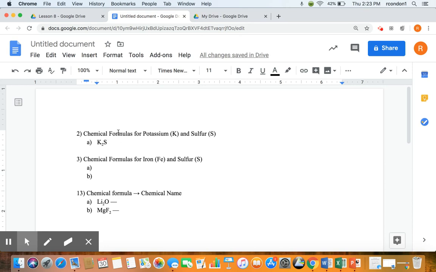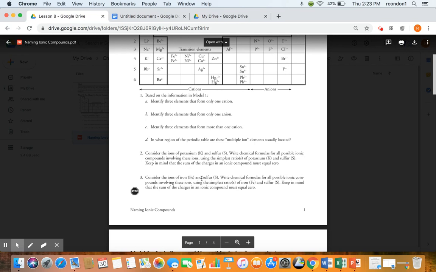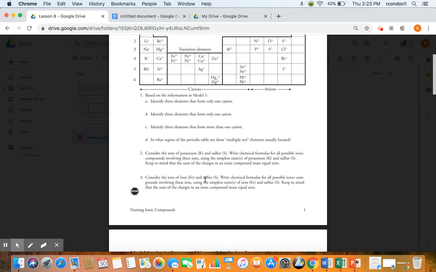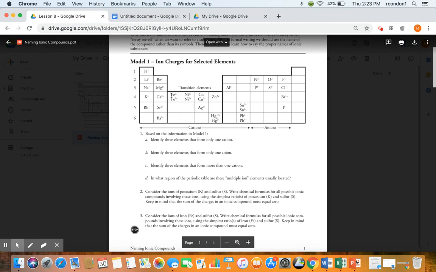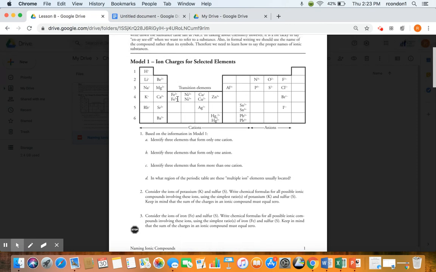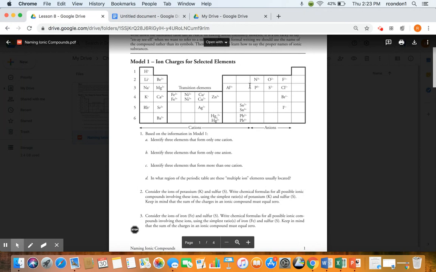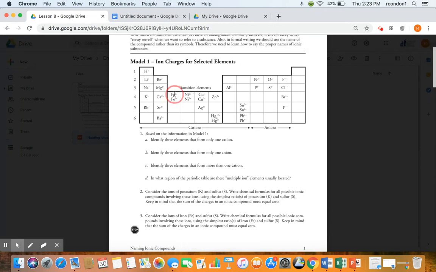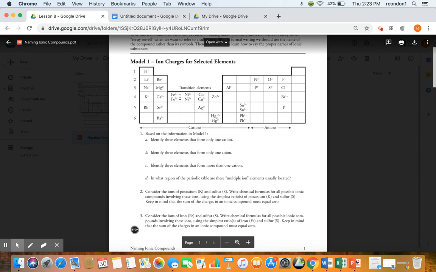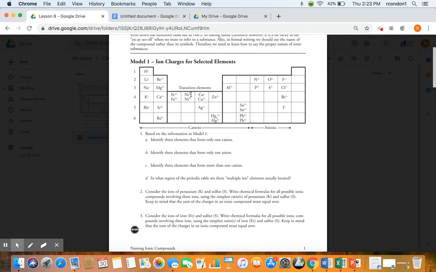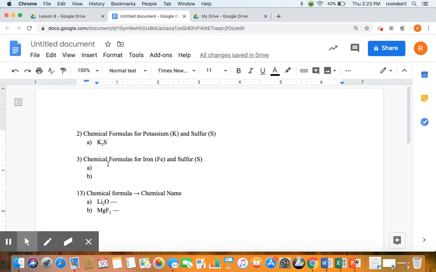What about for iron and sulfur? So that's number 3. So consider iron and sulfur. What are the possible compounds for these 2 elements? If we look at our first model, iron forms 2 different types of positive ions, 2 cations. It forms a +2 cation and a +3 cation. So if we're combining iron with sulfur, the +2 with the -2, those cancel out. That means it's just going to be iron and then sulfur. So I'm going to write that here. With the +2 cation, it's going to be Fe and then S because +2 cancels out a -2.